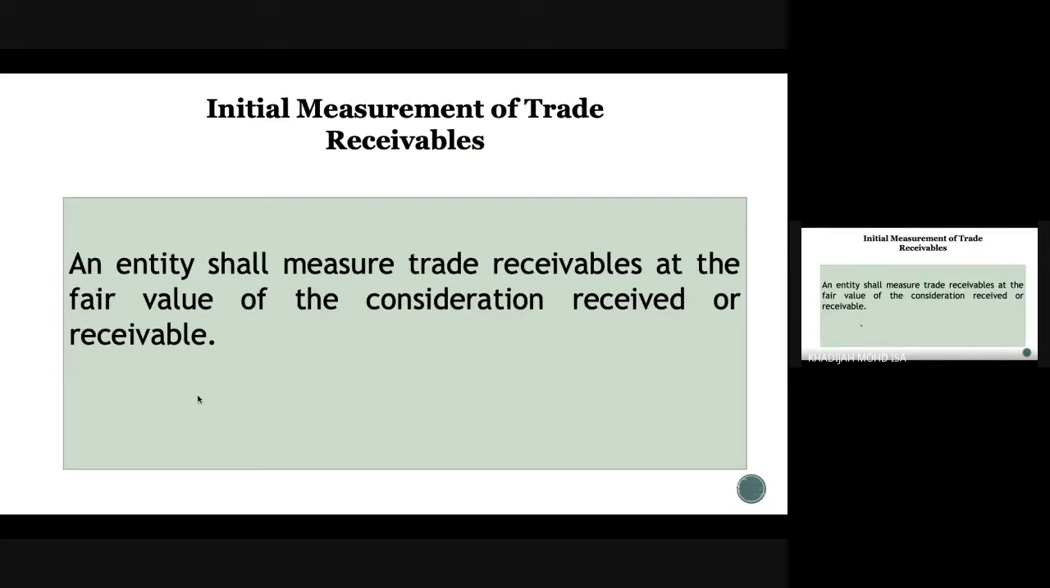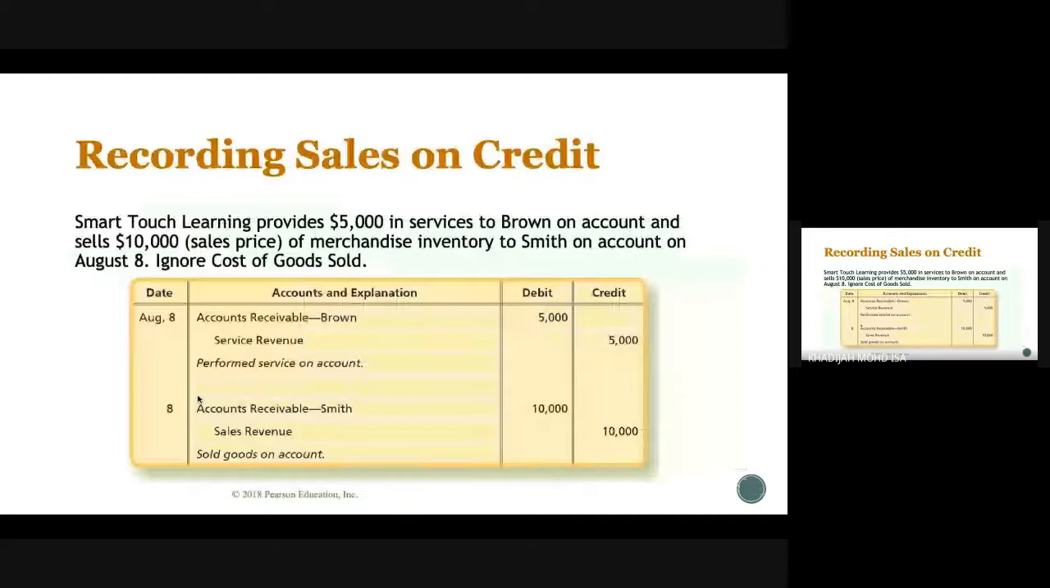And the trade receivable is measured at the fair value of the consideration received or receivable. So how do you record your sales transactions on credit? Smart Touch Learning provides 5,000 in service to Brown on account. When you say on account, it means that it's on credit. And it sells 10,000 in merchandise to Smith on account on August 8th. So ignore cost of goods sold.